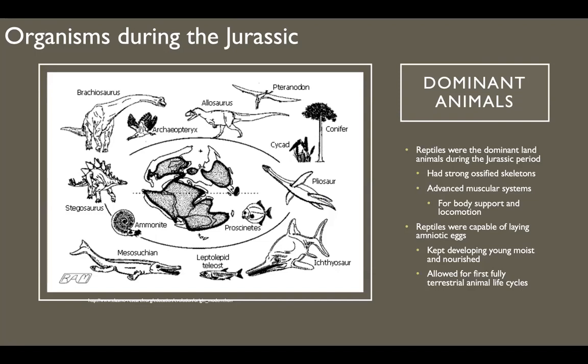so the egg was able to sustain the animal inside. And this allowed for the first fully terrestrial animal life cycle. So this is an image of the diverse different animals that were throughout the Jurassic period.